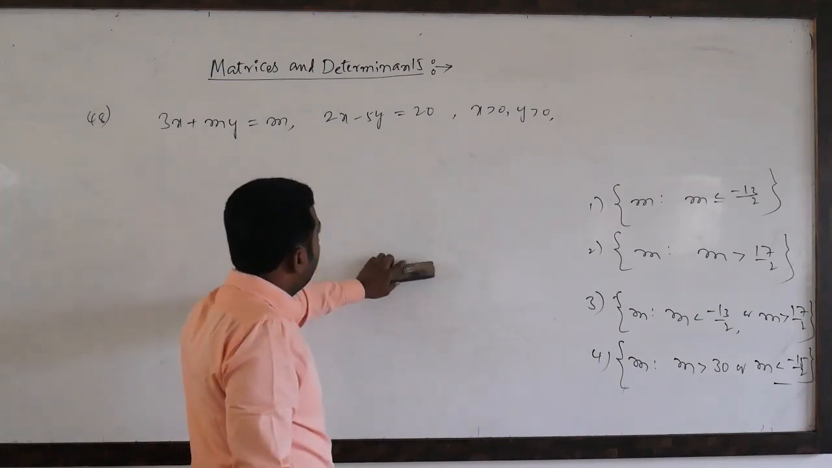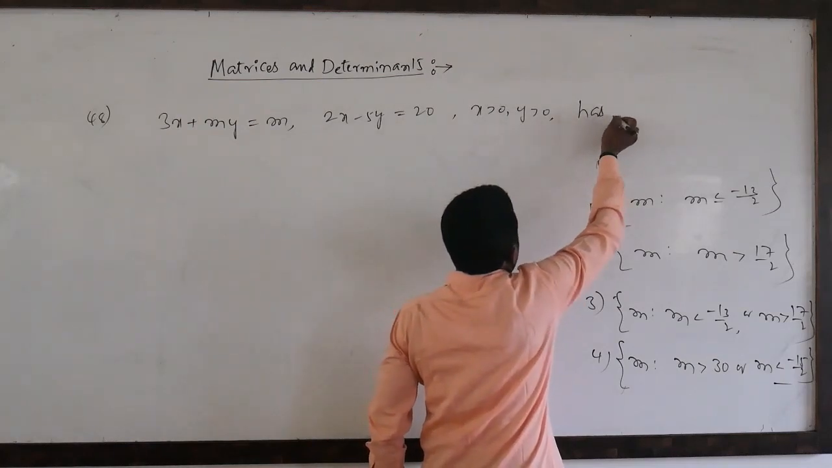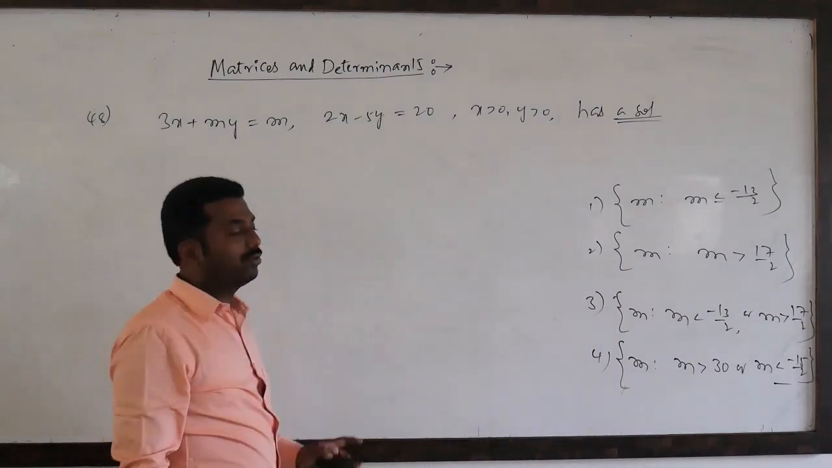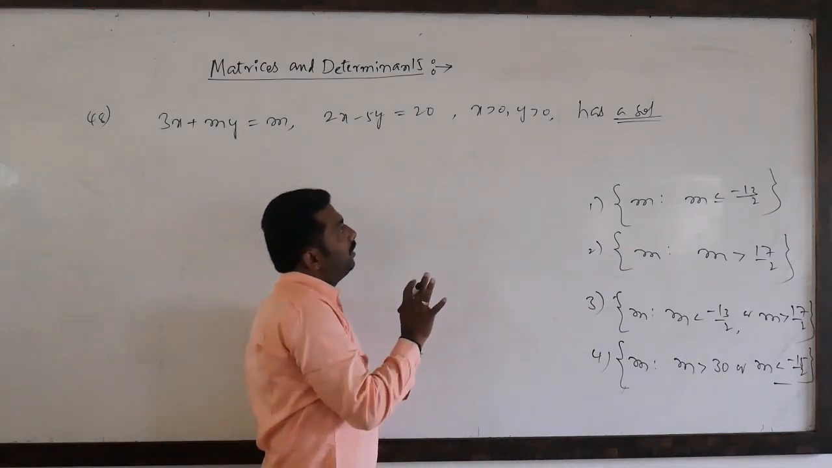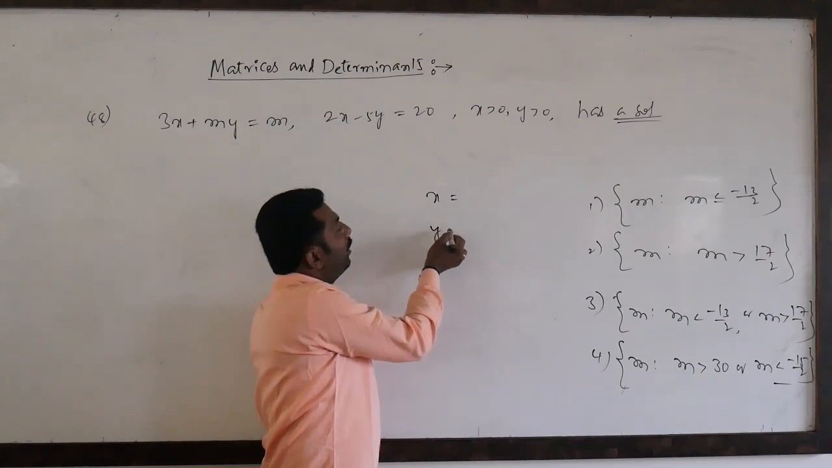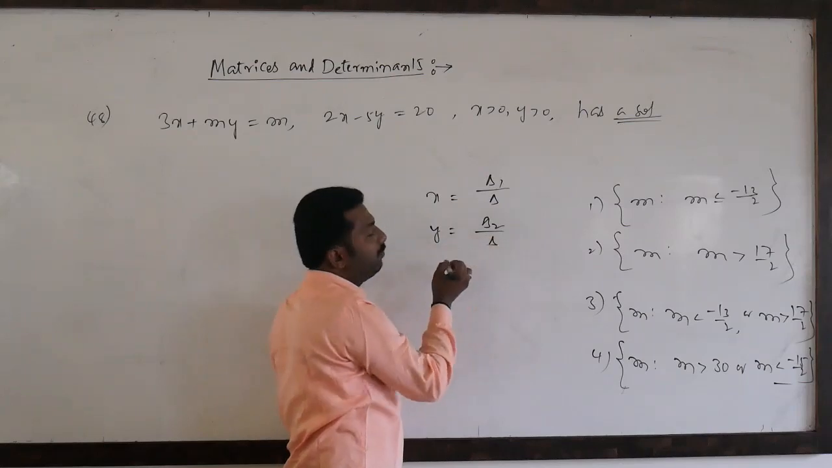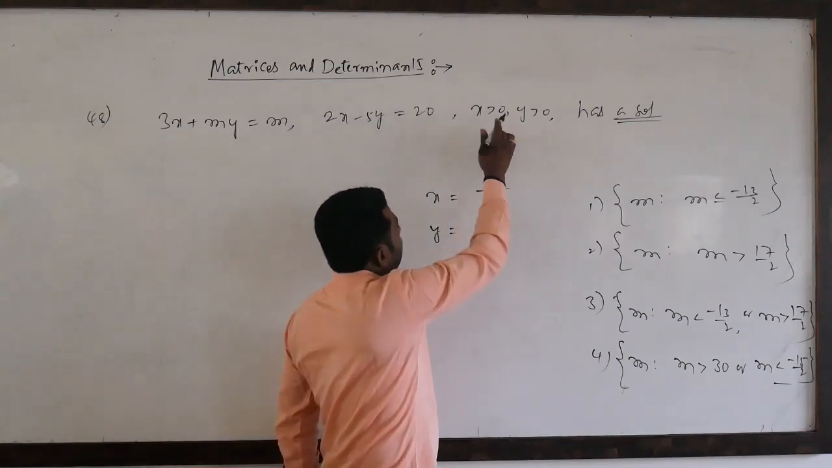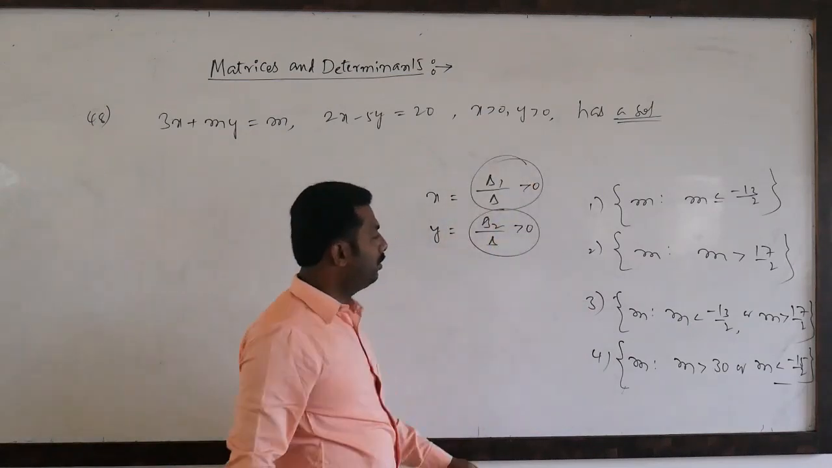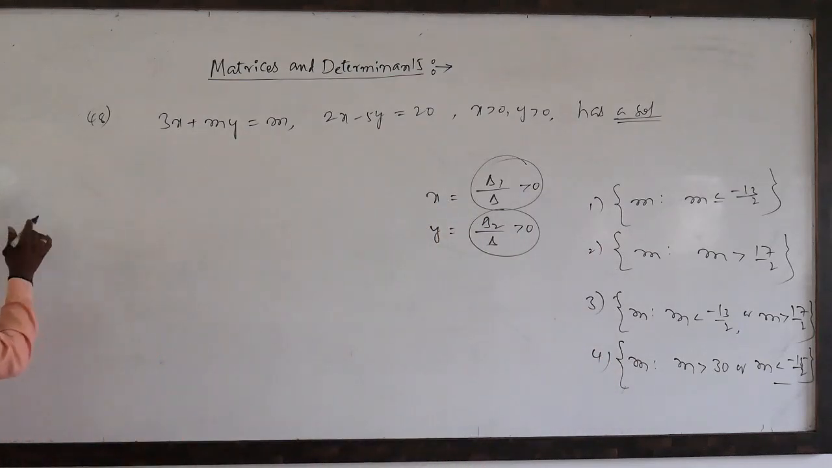What is the question here? These two equations have a solution. Has a solution means it may be a unique solution or infinite solution. Unique solution: x means delta 1 by delta, y means delta 2 by delta, using Cramer's rule. So the conditions x > 0, y > 0, using these inequalities we are going to identify the options. So delta 1, delta 2, how to calculate?